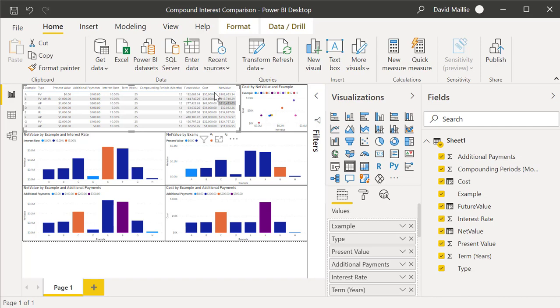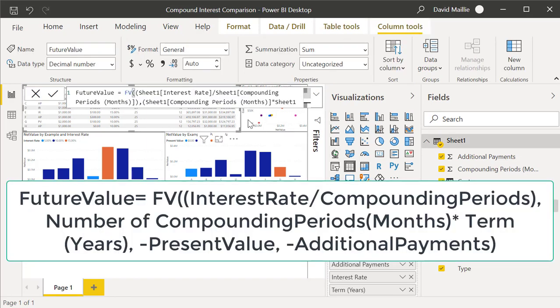But what I want to do is get those fields in here. So how do I get those in here? Let's start with the first one, future value. If I click on this, that brings up my calculation. Just like with Excel, we're going to have the FV function, see it right here, FV.